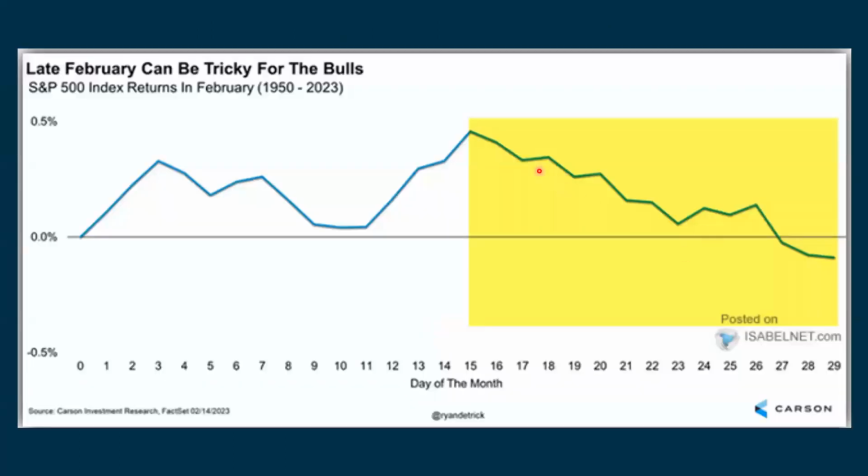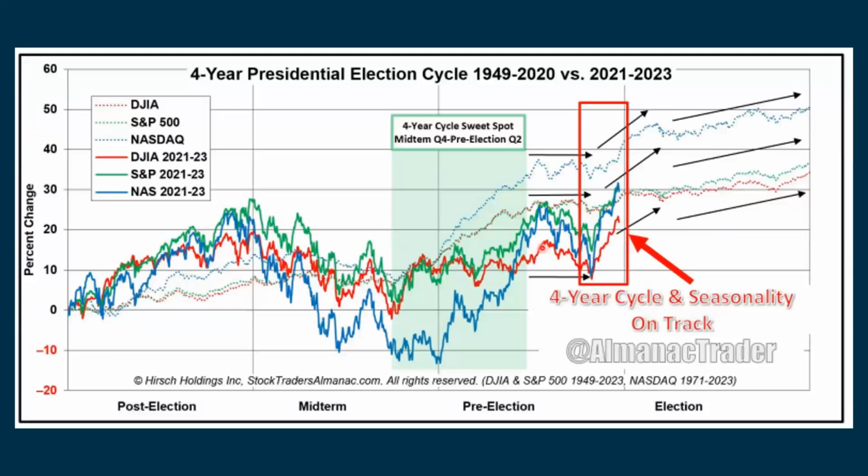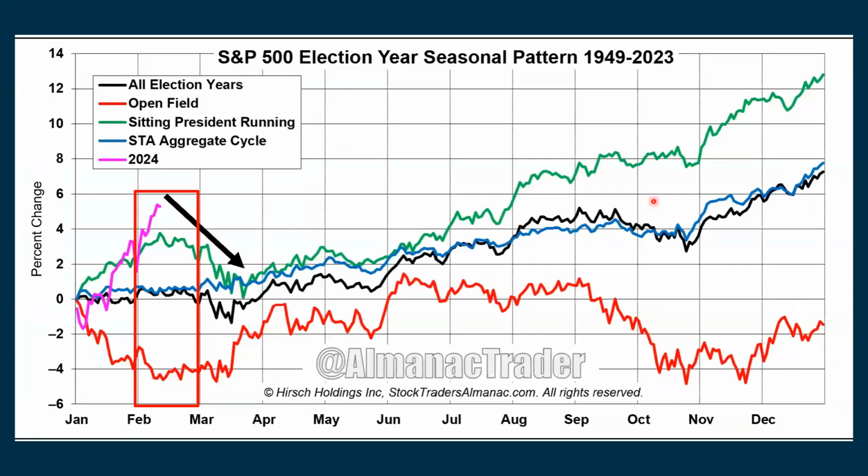This is a Carson chart showing that from the middle part of February going into the latter part of February, we tend to see some seasonal weakness. This is a longer term look where we do see some weakness that actually could carry over into the middle to latter part of March. And here's the Stock Traders Almanac, also showing some potential seasonal weakness.